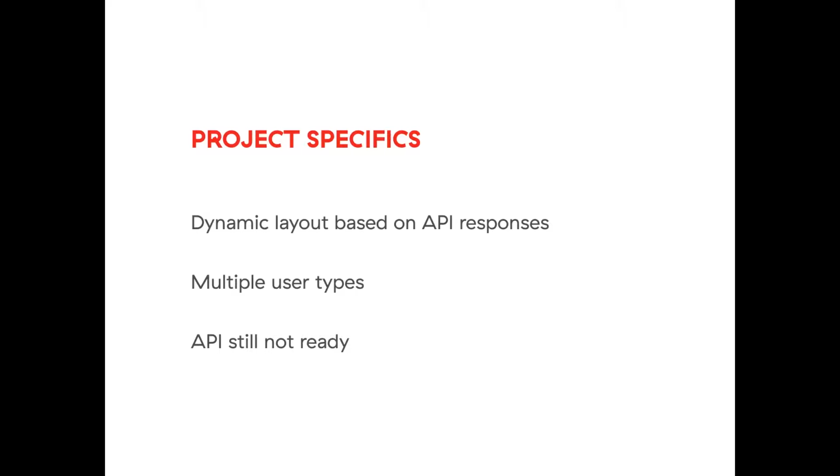So, a few project specifics about the project that I was working on. It had dynamic layout based on the API responses. Basically, in an API response, I would get a Boolean, which would tell me should I enable or disable some button, and I would have to generate a layout by the response. Then the project also had multiple user types. Basically, I had to handle, I think, 3 user types, and the main problem was that the API was still not ready.